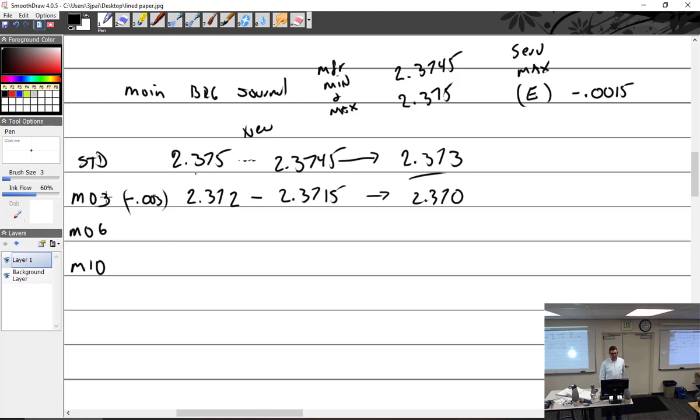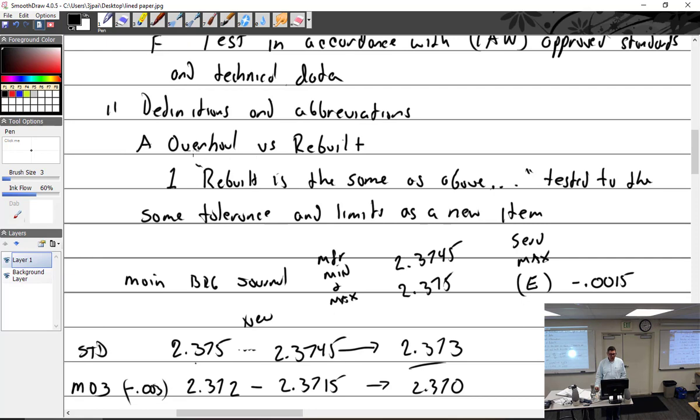Now, of course, when you go to MO3, 6, or 10, you got to get different bearings. So it's a different part number. And so you'll see the part number with MO3 after it, meaning the bearings are a little thicker. Gotta be thicker to take up that space. So that's your oversized, undersized, new. So I could have a crankshaft that's M10, new. New limits, M10.